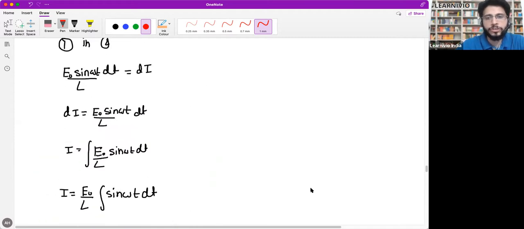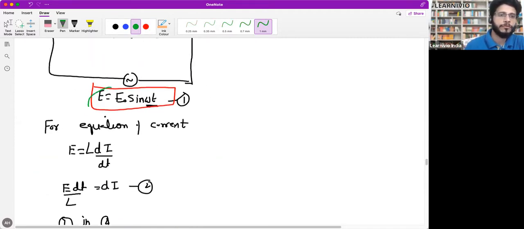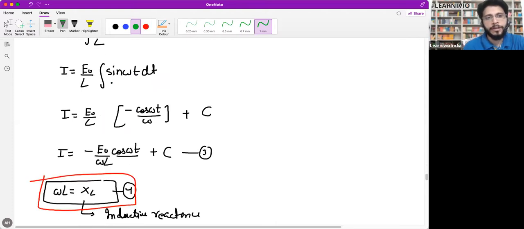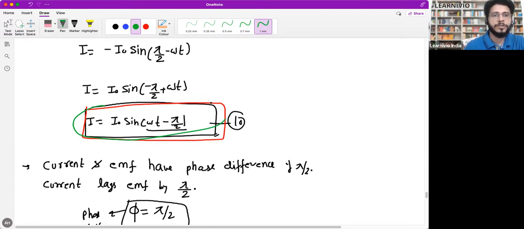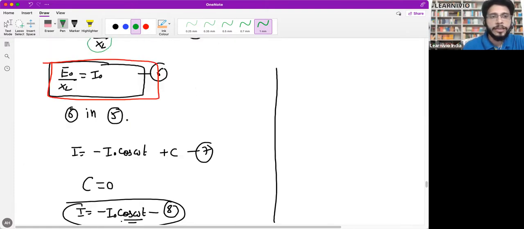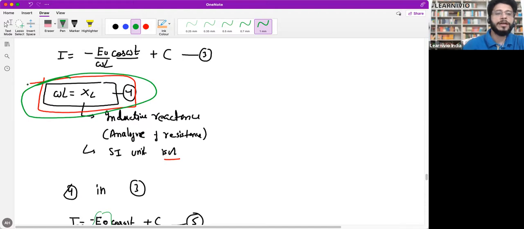So for the circuits, you should remember these relations. First of all, you should remember this relation. Then you should remember this relation: the phase difference between EMF and current is pi by 2, current lags the EMF. Then you should remember that reactance is omega L. What is reactance? It's like resistance, an analog of resistance. The obstruction offered by an inductor is reactance. You calculate inductive reactance as omega into L.